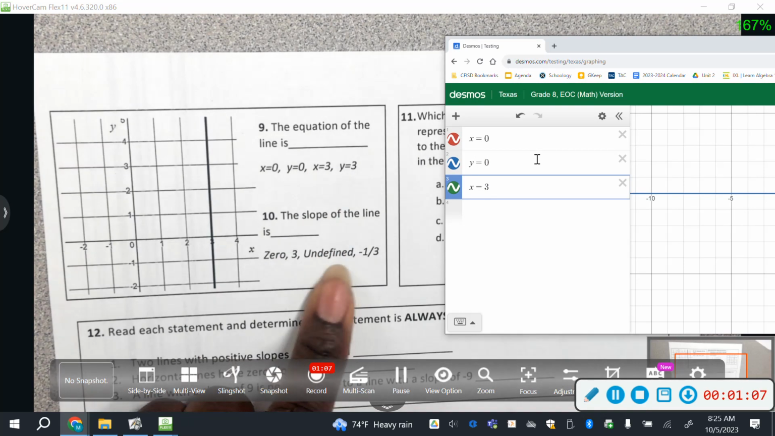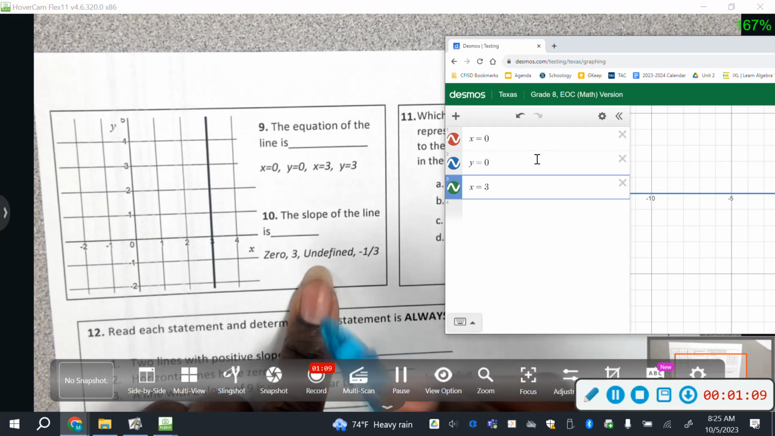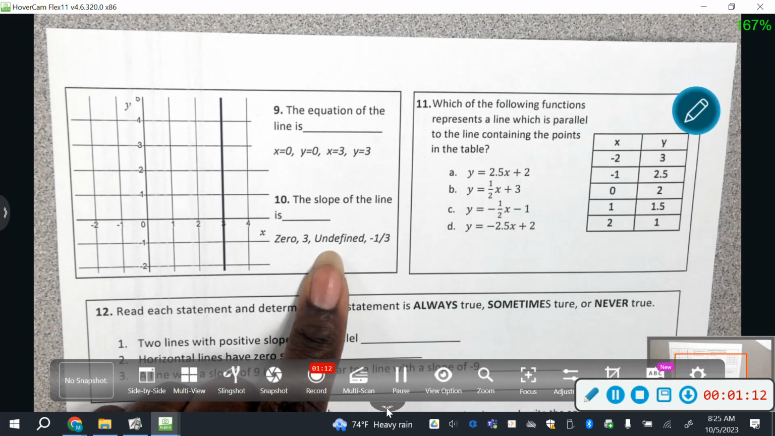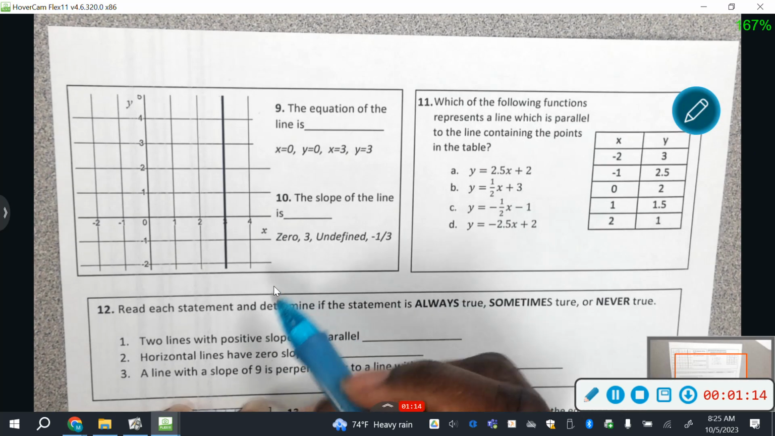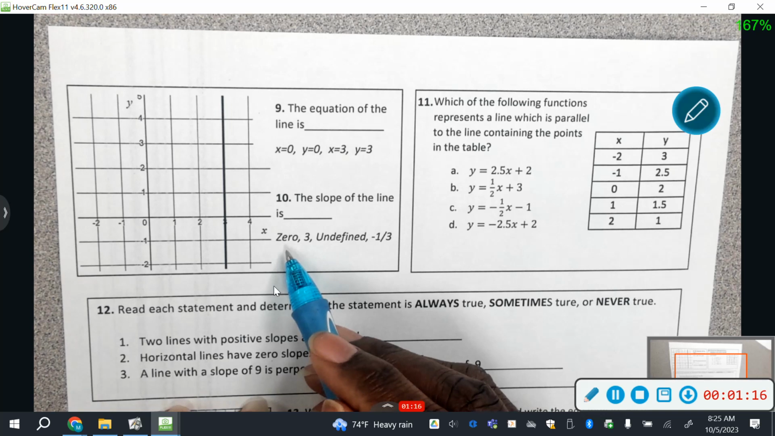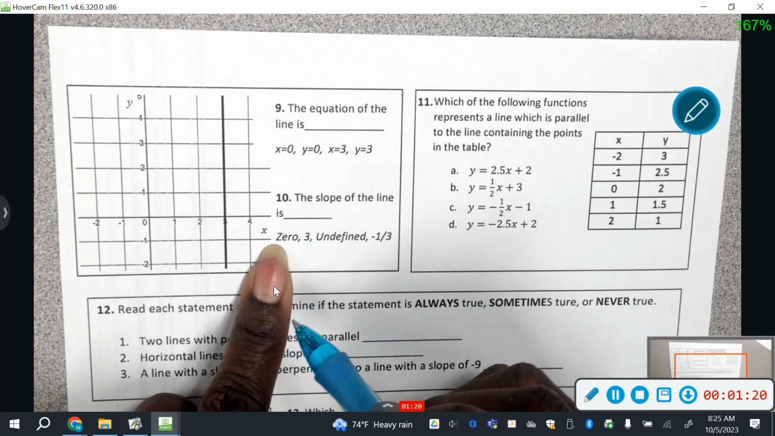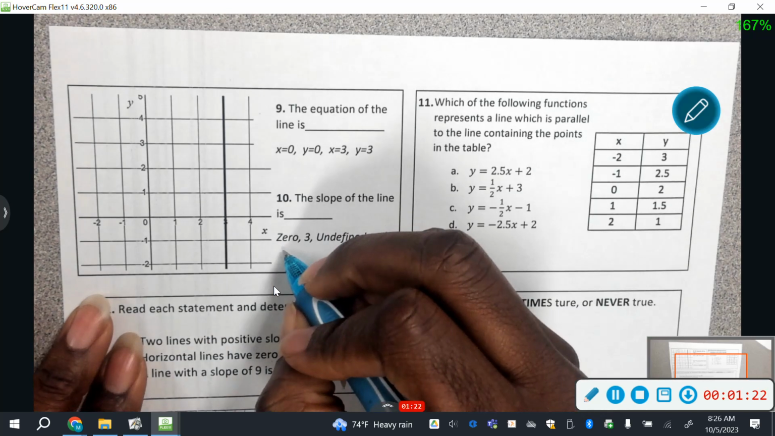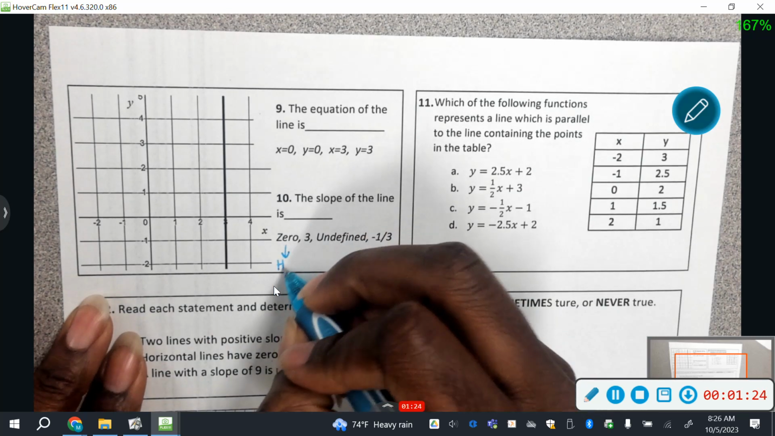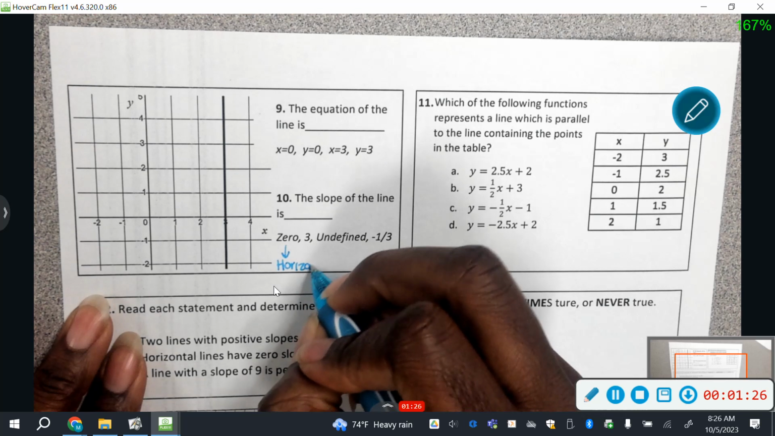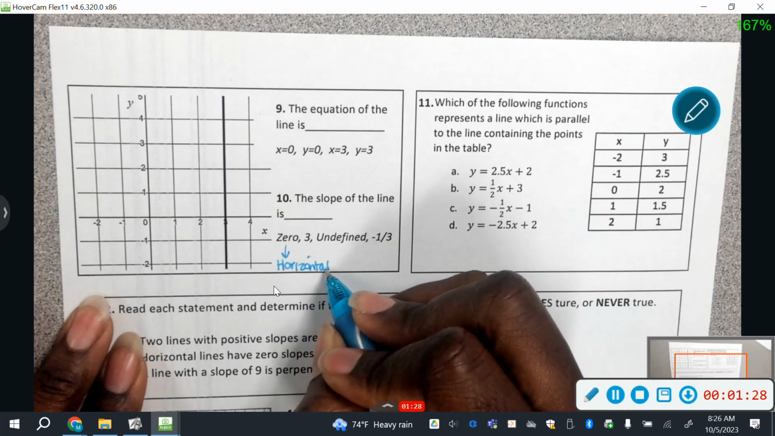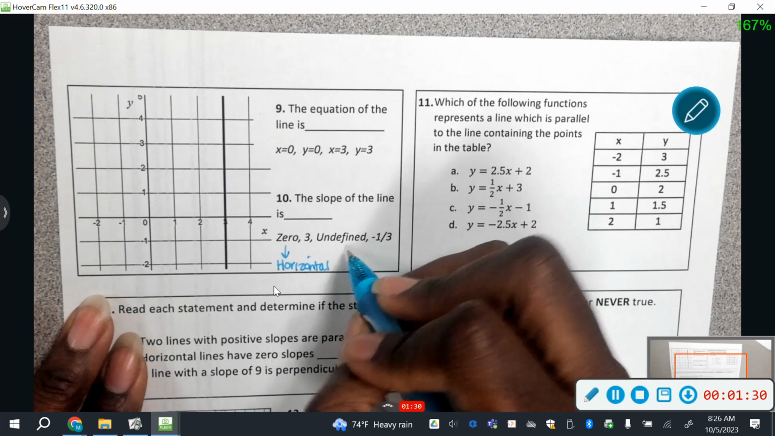The slope of the line. Now, there's a poster in your class, okay? There should be a poster in your class that tells you. Oh, remember we talked about the z? Which one actually has a z in it? Horizontal or vertical? Horizontal has a z. All horizontal lines have 0 slope.